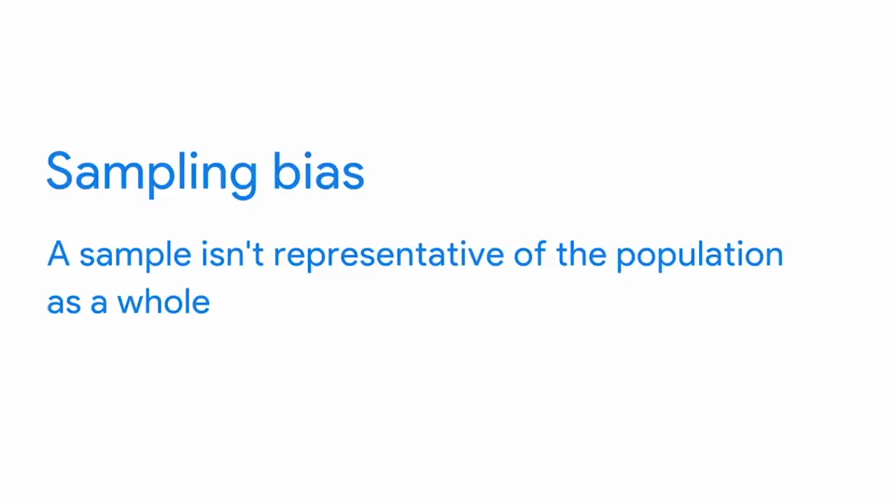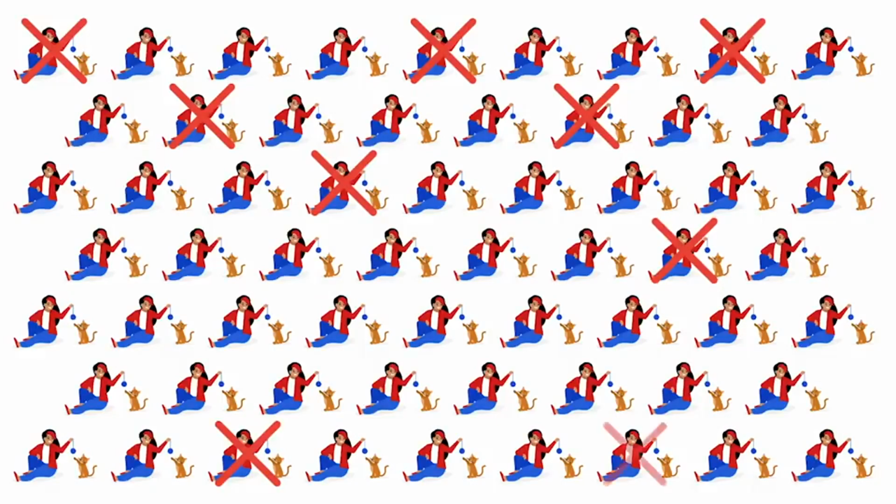This leads to sampling bias, which we covered earlier in the program. Sampling bias is when a sample isn't representative of the population as a whole. This means some members of the population are being overrepresented or underrepresented. For example, if the survey used to collect data from cat owners only included people with smartphones, then cat owners who don't have a smartphone wouldn't be represented in the data.